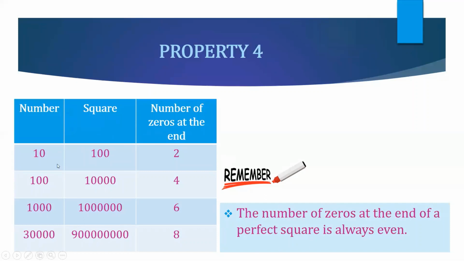Here you can see 10 squared is 100, 100 squared is 10,000, and so on. So here the number of zeros at the end are all even. That is 2, 4, 6, and 8. So this is the fourth property.